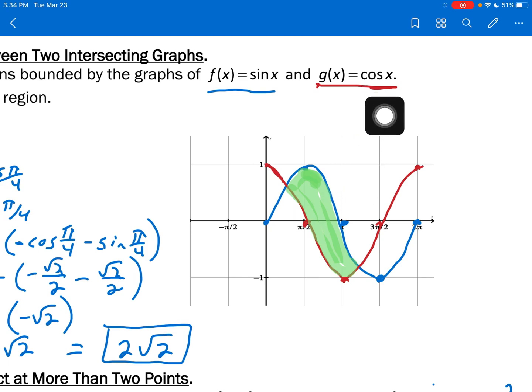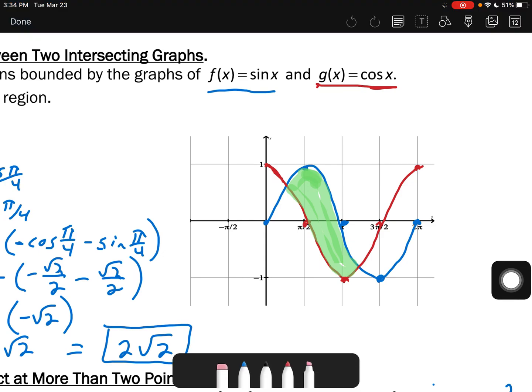Cosine is similar, we have the period of 2 pi, but this one starts at cosine of 0, which is 1, so it starts up high, and then cosine of pi/2 is 0, and so on. Cosine of pi is -1, and so we get this shape, and we finish up at cosine of 2 pi, which is 1 again. As we look at where we're bounded in this region, it looks like we're bounded where they intersect here and here, and in that interval, the sine graph is the top function, and the cosine graph is the bottom function. Important points of intersection would be here and here.